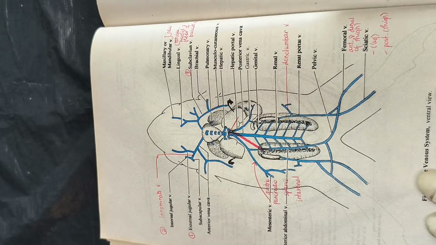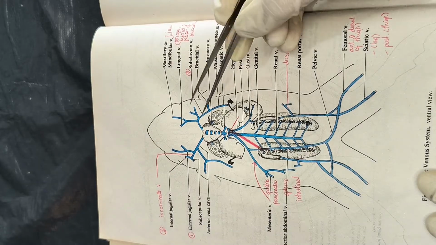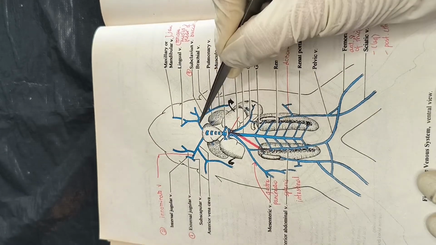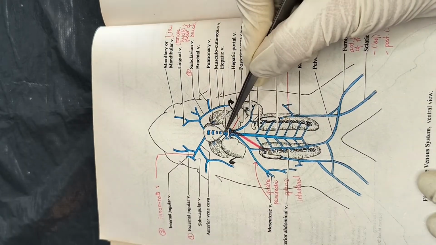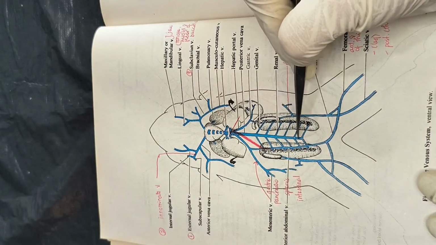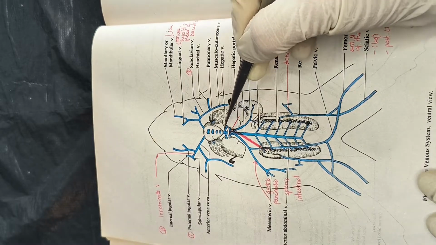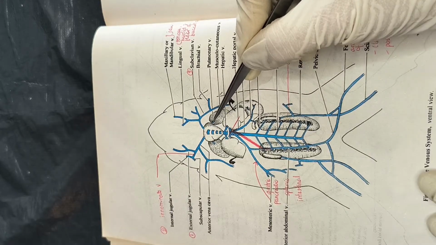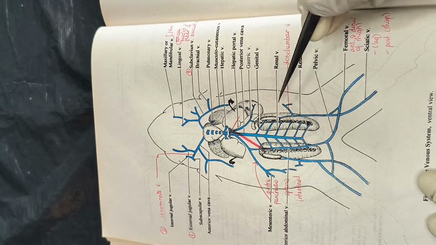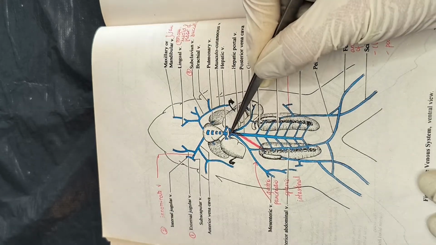The venous system is divided into three divisions. You have the systemic veins, which include the branches of the anterior vena cava or the precava, and the branches of the postcava. The second division is the pulmonary circulation, which includes the pulmonary veins. And the third is the portal circulation, which includes the renal portal vein and the hepatic portal vein.